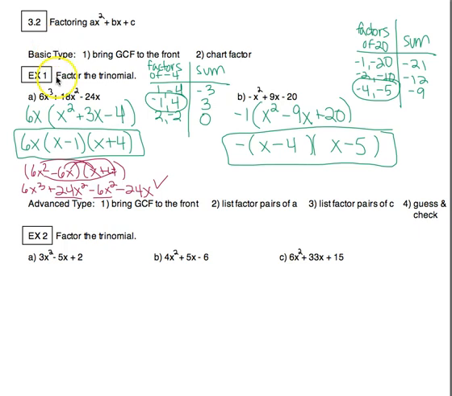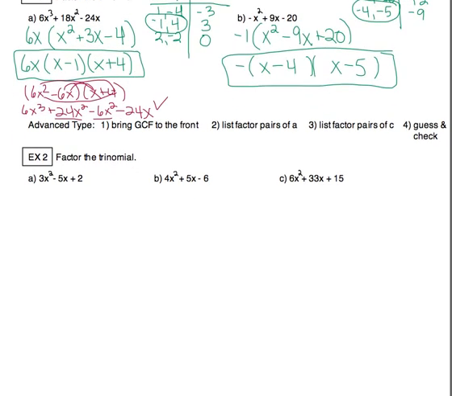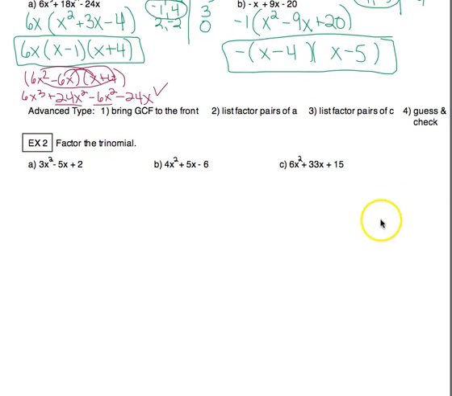So for the quiz on the basic type, this is what you're going to have to do. Now for the advanced type, these ones are trickier and they require more time. We're still going to need to bring the GCF to the front if there is one. But then we have a completely different process. These are not chart factorable. They're what we call the guess and check type. There are some other popular ways to teach this factoring.